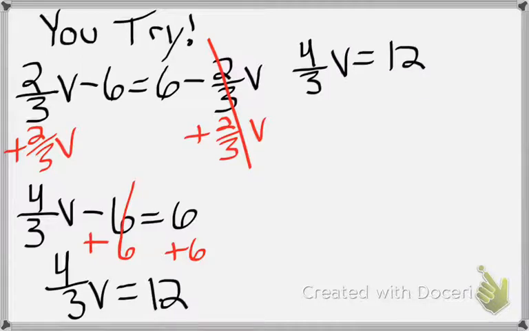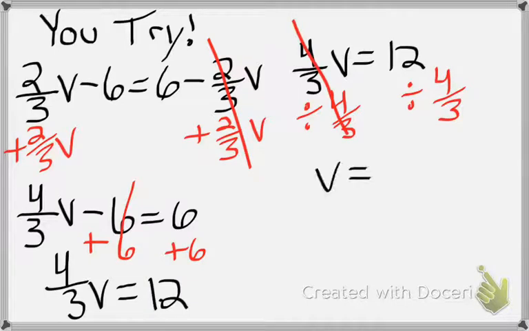You learned that when solving rational coefficients, you move any coefficient to the other side by dividing, since they're touching, which means multiplying. So divide both sides by 4/3. On the left side, you're left with v. On the right side, you have 12 over 1.